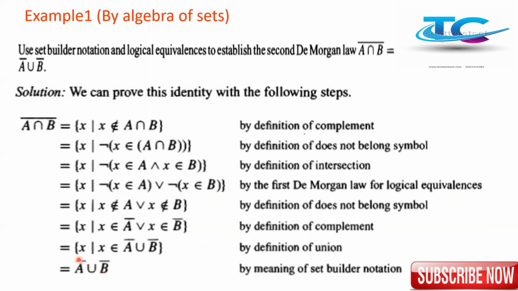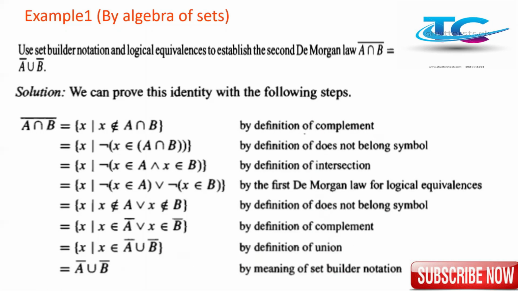Then at last, this is the set builder notation for A bar union B bar. So using that set builder notation, we can write A bar union B bar, which is nothing but the RHS. In this way, we have proved that (A intersection B) whole bar is equal to A bar union B bar. By using all these set identities, we have proved the given identity. So this is the first method, which is by algebra of sets.